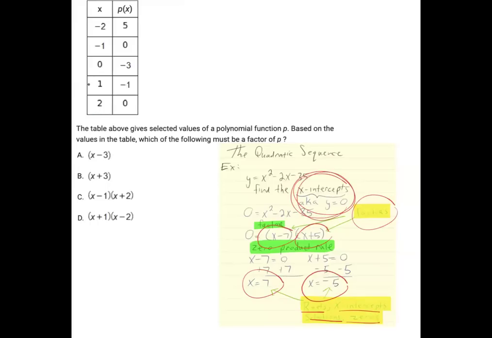So now x-intercepts are the idea that, like we said before, y equals 0. So where does y equal 0 here, and right here? So that means that at those two moments, we can do what we did in the quadratic sequence, which is flip it around.